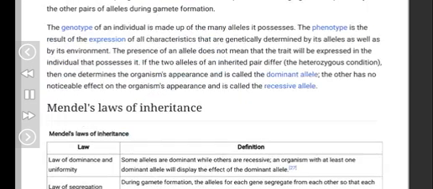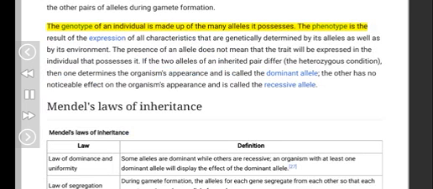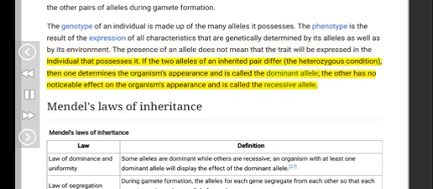The genotype of an individual is made up of the many alleles it possesses. The phenotype is the result of the expression of all characteristics that are genetically determined by its alleles as well as by its environment. The presence of an allele does not mean that the trait will be expressed in the individual that possesses it. If two alleles inherited as a pair differ, the heterozygous condition, then one determines the organism's appearance and is called the dominant allele. The other has no noticeable effect on the organism's appearance and is called the recessive allele. Mendel's laws of inheritance.